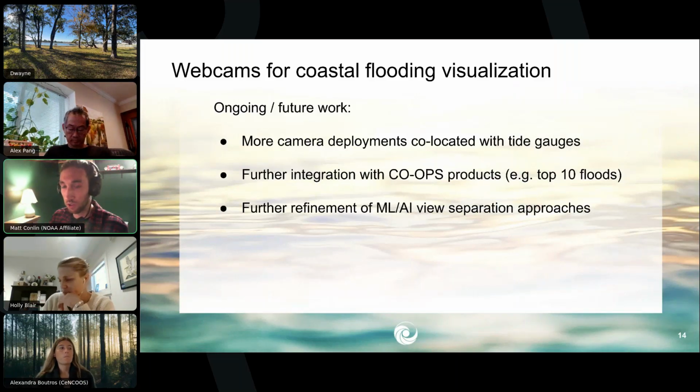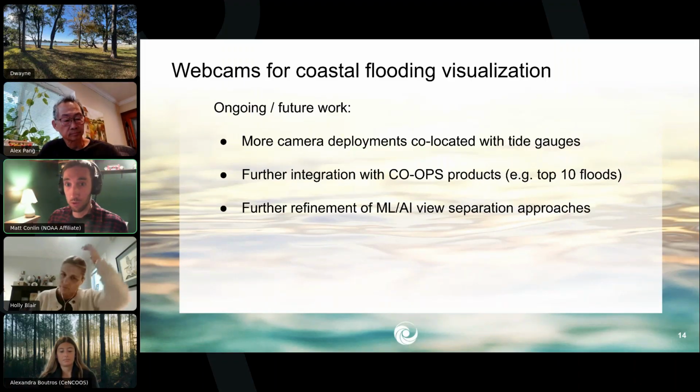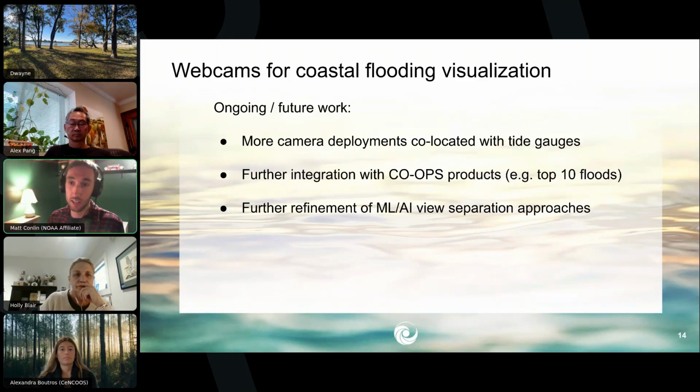Like I said, this is just a quick overview. We're still working on a few things in this regard. We're hoping to get more WebCOOS cameras deployed near tide gauges so that we can do these types of visualizations in other places. We can technically use this software tool to do these synchronizations anywhere, but it's the most meaningful if the camera and the tide gauge are closely co-located so that we can really see what those water levels look like on the ground.